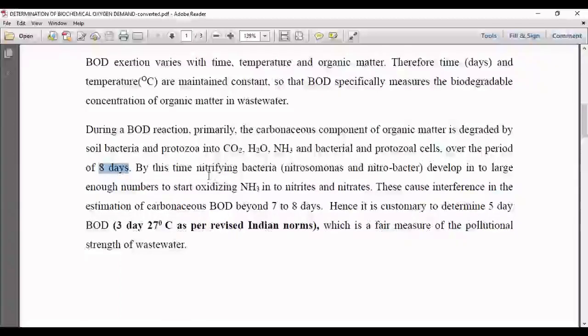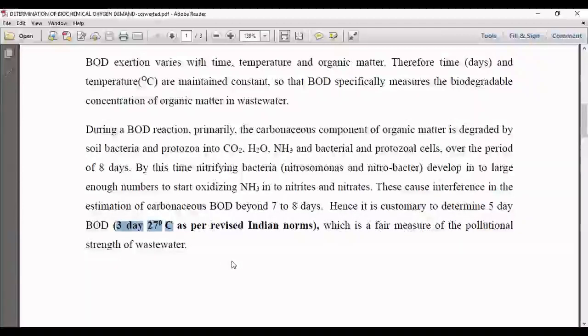Now by this time, nitrifying bacteria, that is Nitrosomonas and Nitrobacter, will develop into large enough numbers to start oxidizing this ammonia into nitrites and nitrates. So this causes interference in the estimation of carbonaceous BOD beyond 7 to 8 days, and hence it is customary to determine 5-day BOD or 3-day BOD, which is a fair measure of the pollutional strength of the water. Normally in India, we find out the BOD of 3 days at 27 degrees Celsius. As said, the time and temperature remain constant, and for these values we find out the BOD.